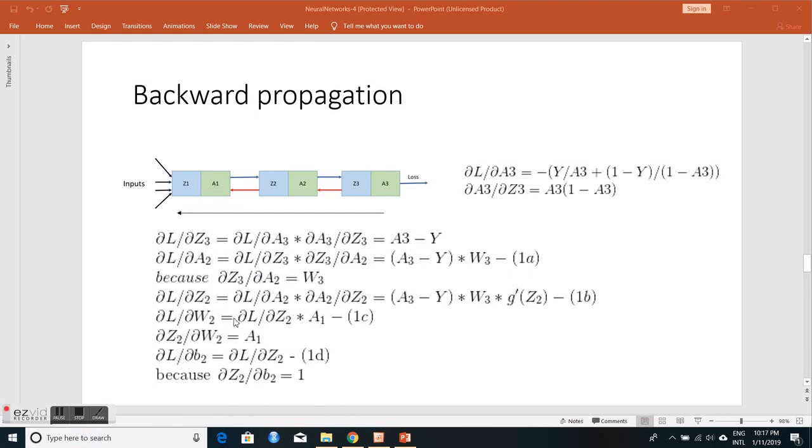Now dou L by dou w2 is equal to dou L by dou z2 into dou z2 by dou w2, and dou z2 by dou w2 is a1, so dou L by dou w2 is equal to dou L by dou z2 into a1, and dou L by dou b2 is equal to dou L by dou z2 into dou z2 by dou b2, but since this is 1, I just write it as dou L by dou z2.